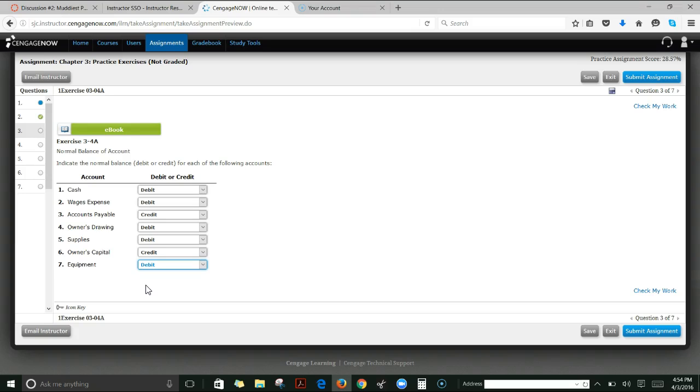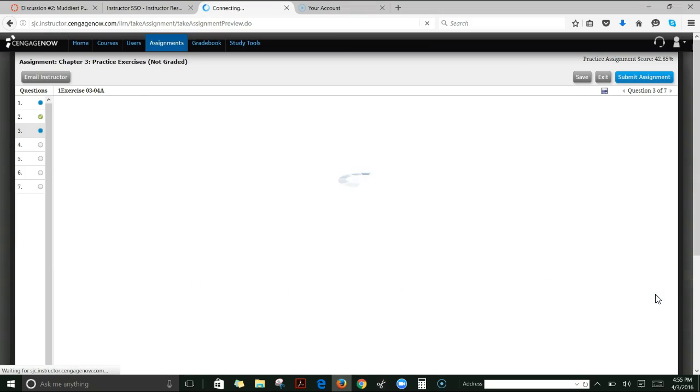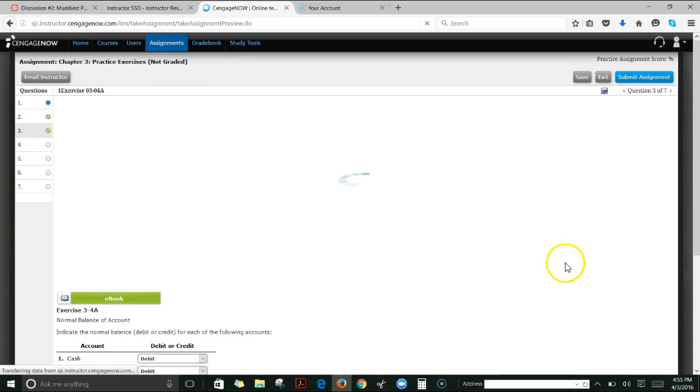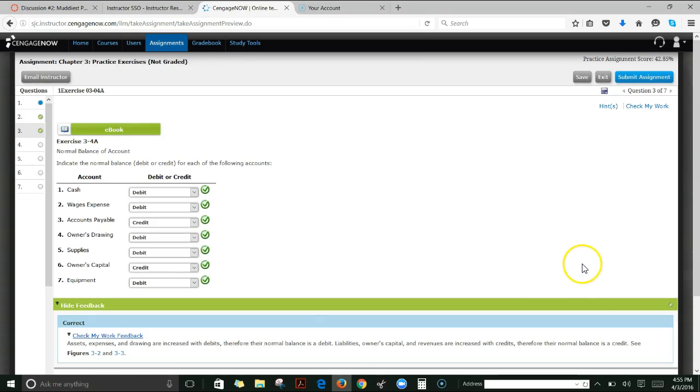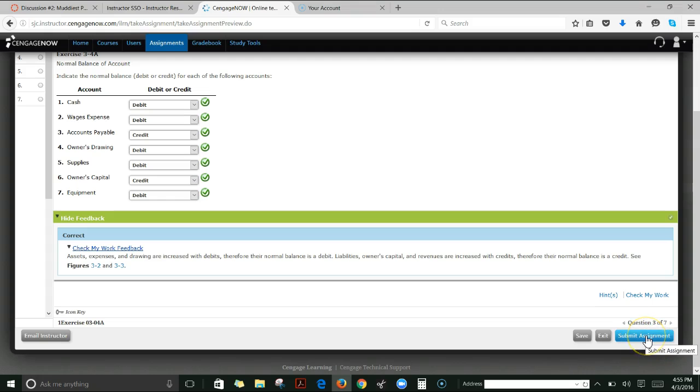There are three types of accounts that we're looking at that are right side or credit balance accounts, and those are liabilities and owner's equity or owner's capital account because they are on the right side of the equation, and then also revenue because it increases your owner's equity. Once you've done that, be sure you always check your work because you can have an opportunity to fix it like I did in the last one before you then submit your assignment.